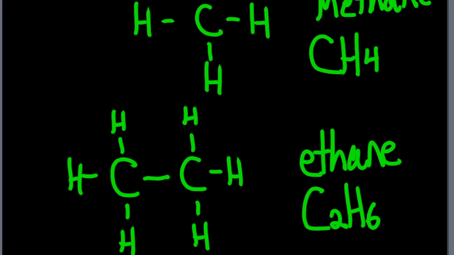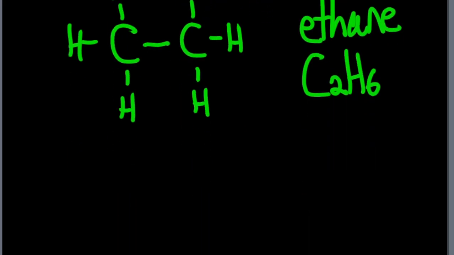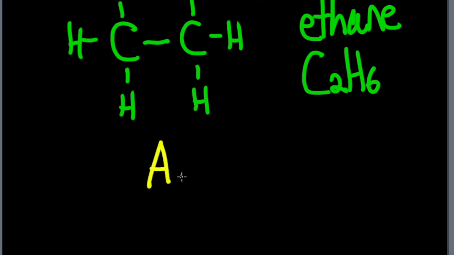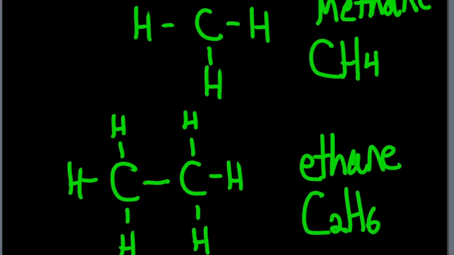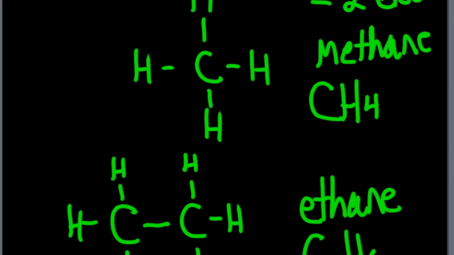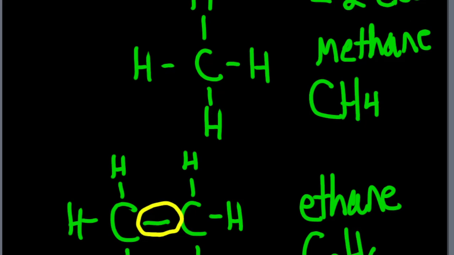These two hydrocarbons are called alkanes because they only contain single carbon-to-carbon bonds. So the name for these is going to be alkanes. And the only bonds that they have is single carbon-to-carbon. So methane doesn't have any carbon-to-carbon bonds, but ethane has that one carbon-to-carbon bond, and it is a single bond because it only has 2 electrons in it. Okay.